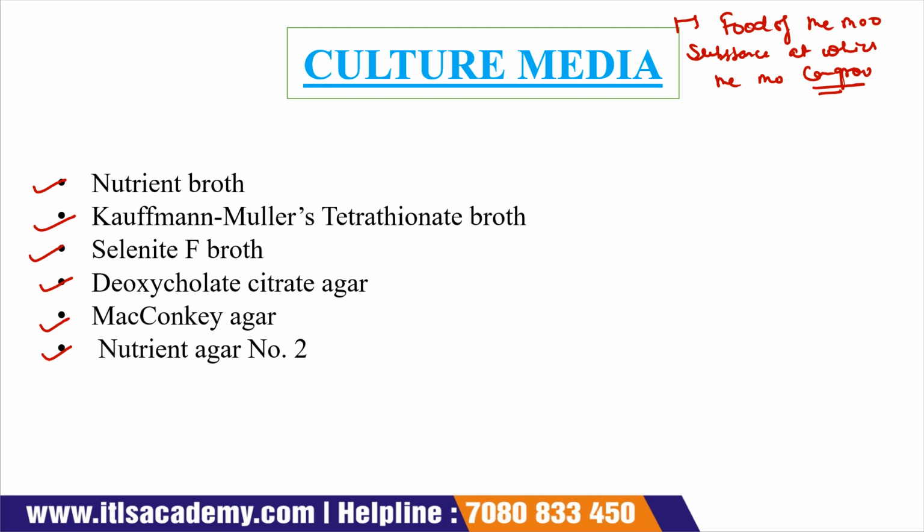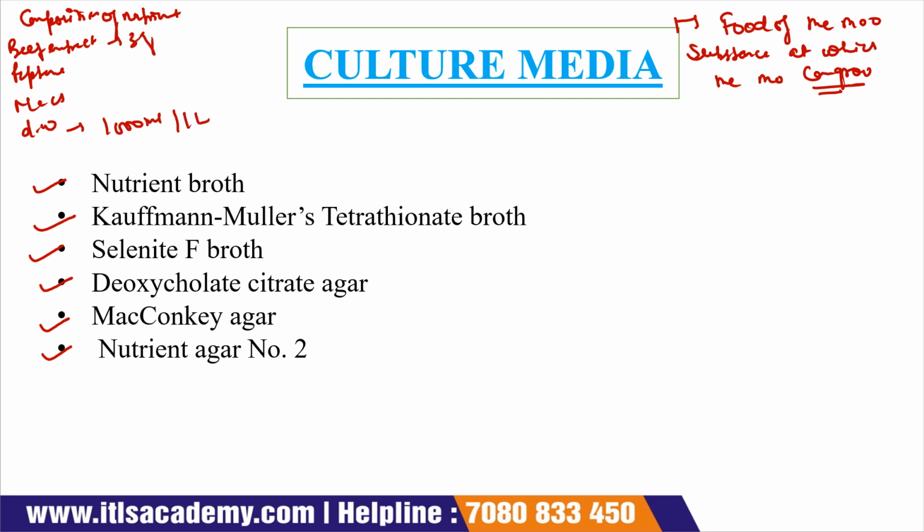First of all, just see the composition of nutrient agar. We use beef extract, then peptone, then sodium chloride and distilled water. If the distilled water is 1000 ml or 1 liter, then the beef extract will be 3 gram, peptone will be 5 gram, and sodium chloride will be 5 gram. This is the composition for the nutrient agar.